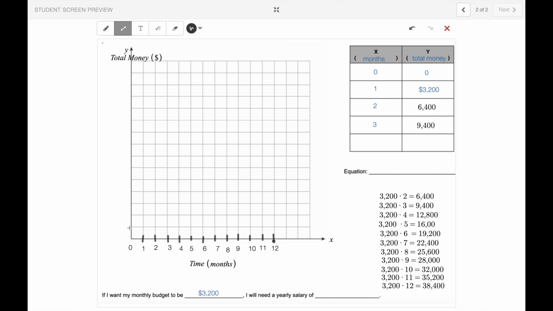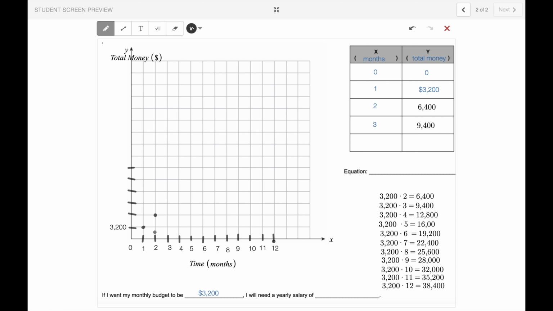I want you to label the y-axis. This is where we have to think about how to label it, because I want it to represent the total money. It might help us if we draw a little dot here that connects the 1 and this dash here. So in 1 month, how much money? Yes, hopefully you said 3,200. And again, that number might be different for you. Make sure to input that there, and then we'll carry on.